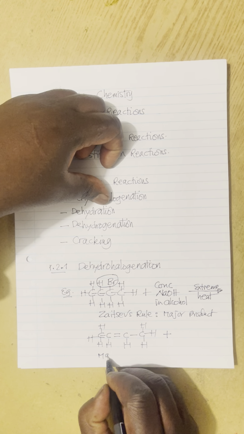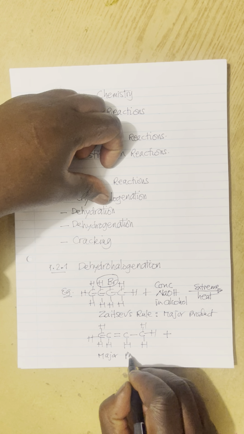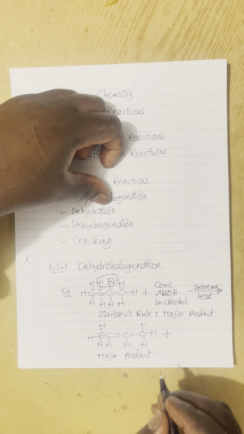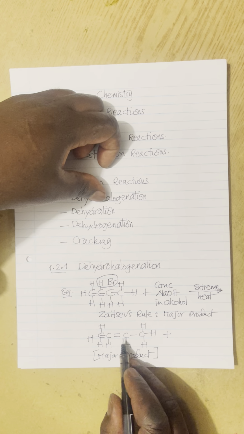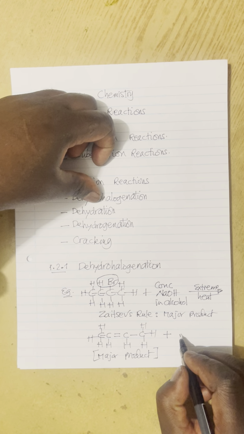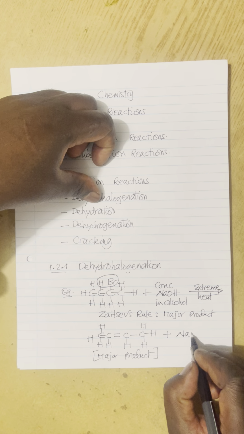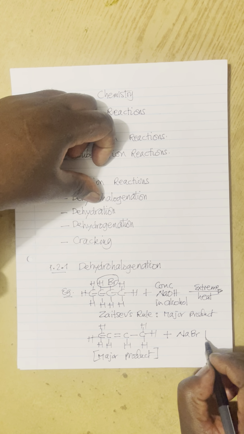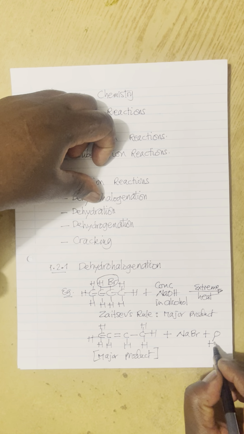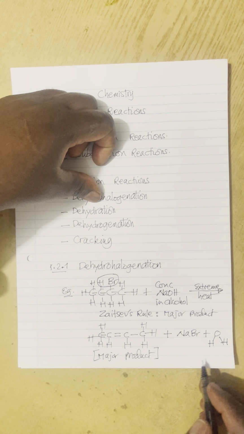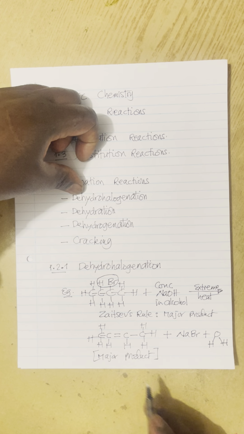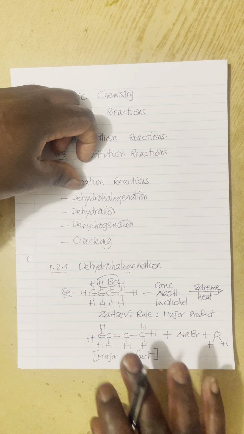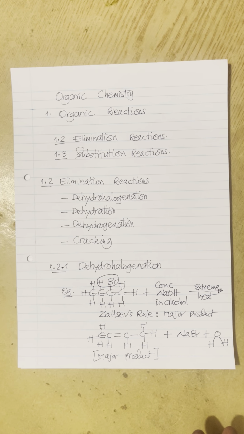So that's the major product, which is our organic product, which is but-2-ene. And then we have sodium bromide plus water, H2O. This is an ionic substance, and this is a covalent substance. Okay, so that's our dehydrohalogenation.